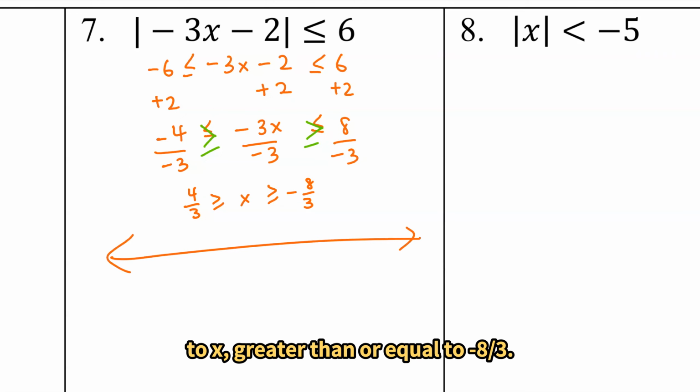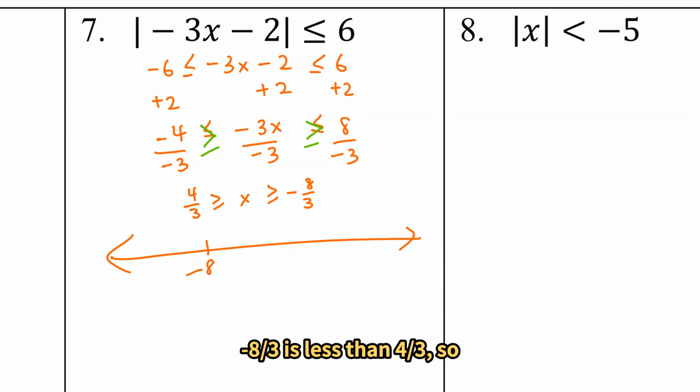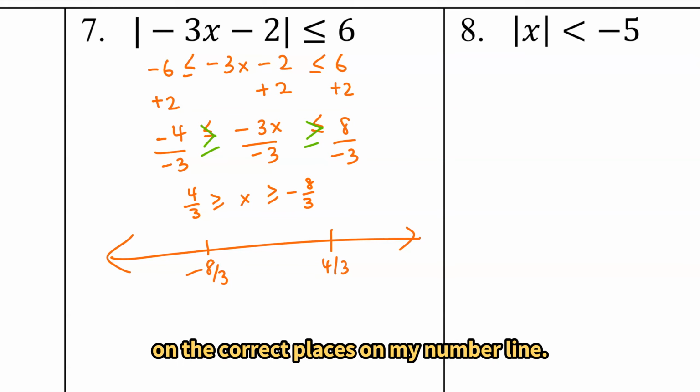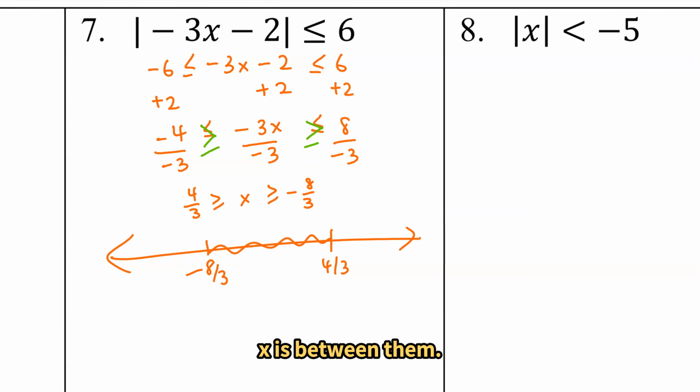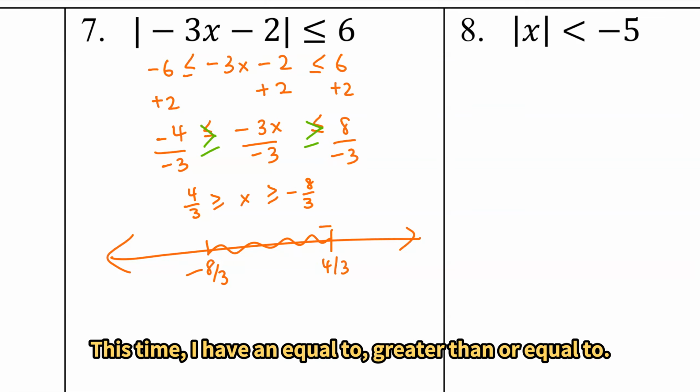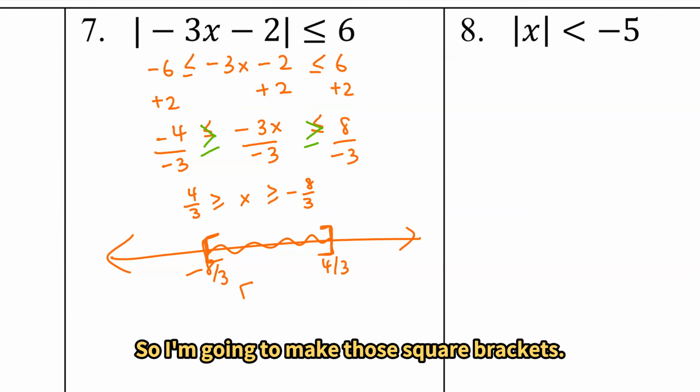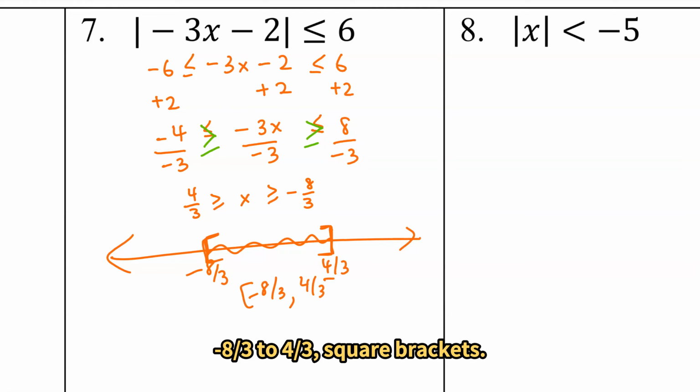Graphing this one, negative 8/3 is less than 4/3, so I want to make sure I have them in the correct places on my number line. X is between. This time I have an equal to, greater than or equal to, so I'm going to make those square brackets, negative 8/3 to 4/3, square brackets.